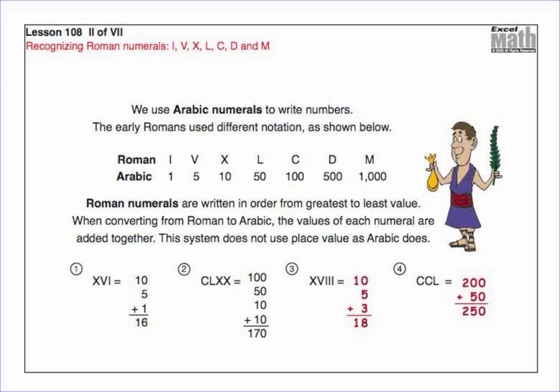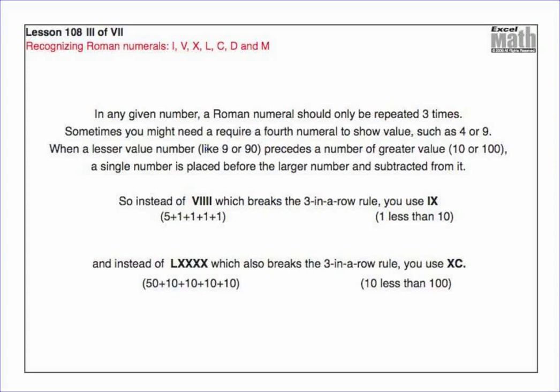Alright, so there's our answers, and now what we're going to do is we're going to learn that there's actually a little bit more to it than that. And I'm going to teach you a different way of doing these things here. So pay attention to what the lesson says, but even pay more attention to what I'm telling you. So I don't do it the same way that the Excel shows, and I think my way is a lot easier. It says in any given number, a Roman numeral should only be repeated 3 times.